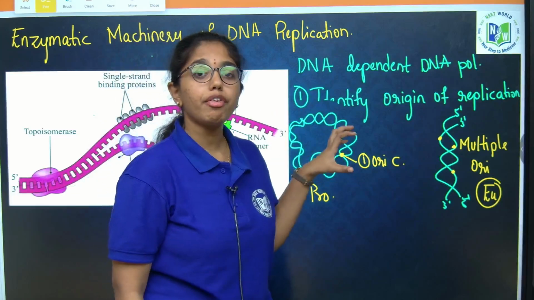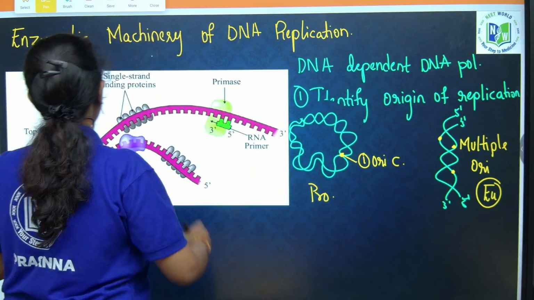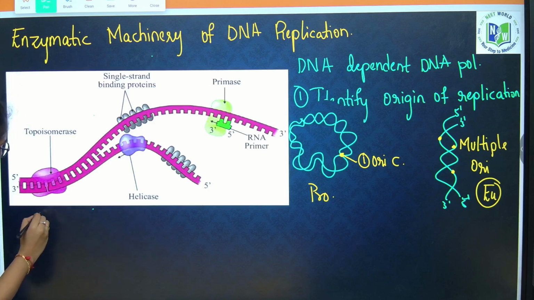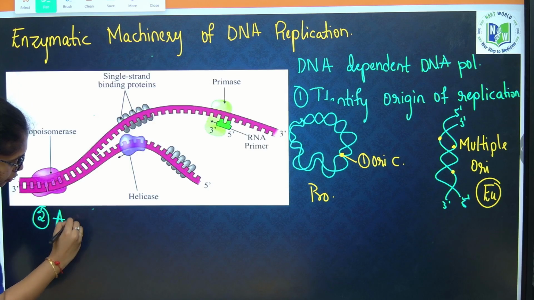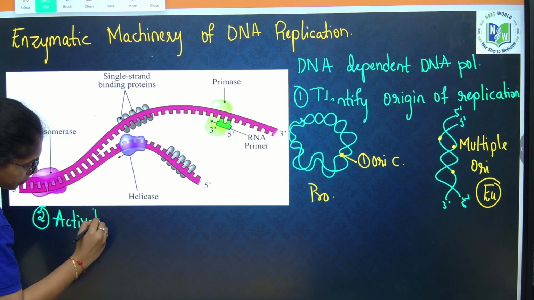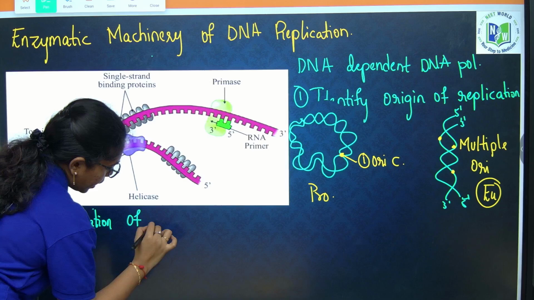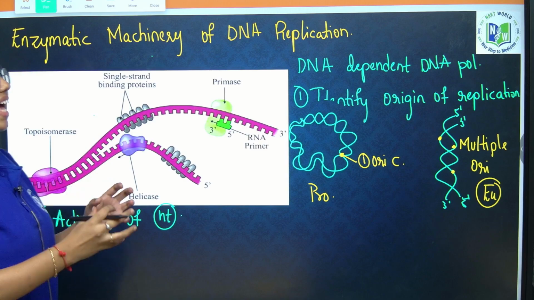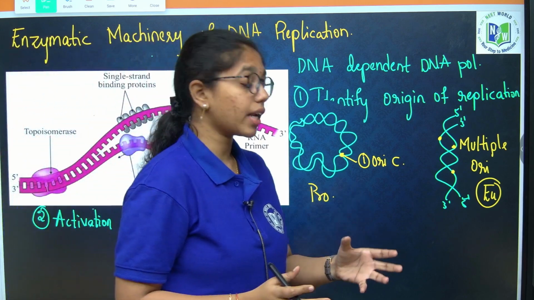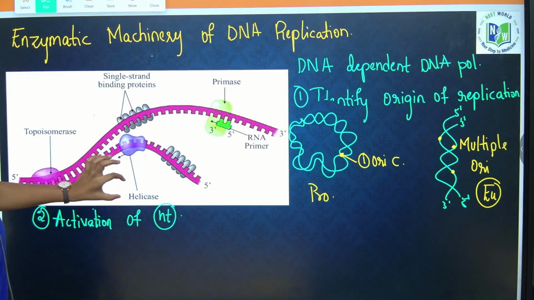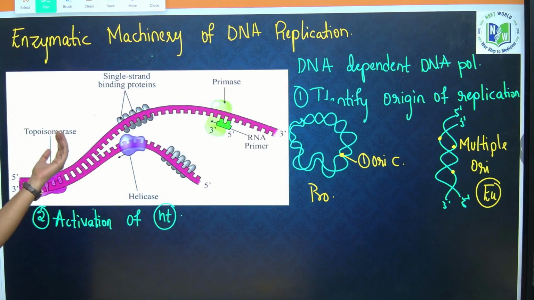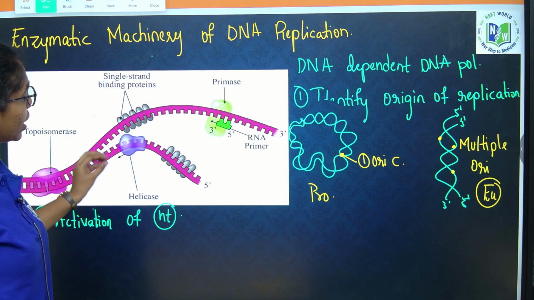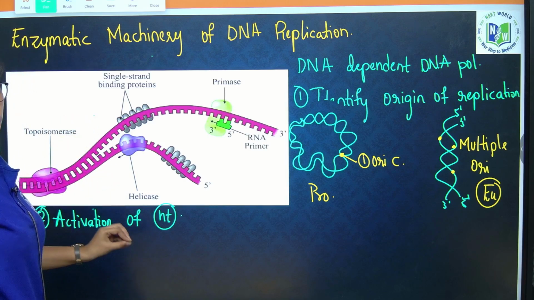Once the origin of replication region is identified, the very next step to be conducted is activation of deoxyribonucleotides. Why is this activation required? It is required because the enzymes like helicase and topoisomerase, to conduct the process of replication, are all energy driven, and the energy needs to be supplemented from these nucleotides.